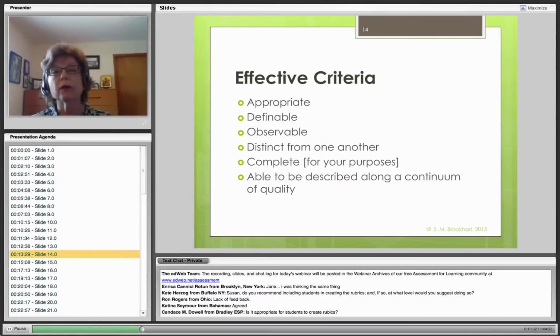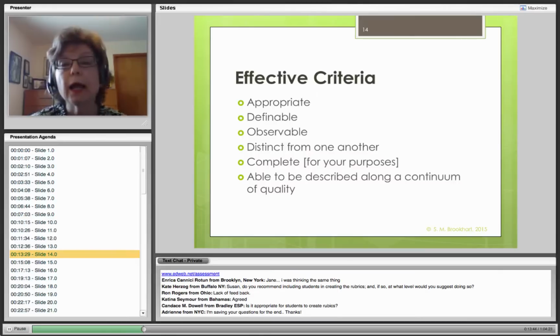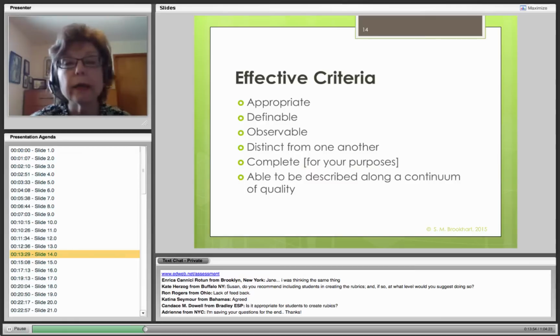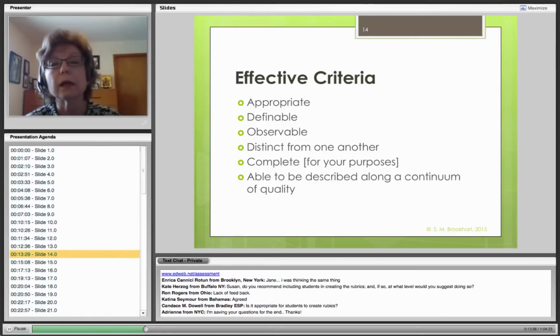So effective criteria are appropriate to the learning goal, definable. If a kid said, "What is this?" you should be able to not only say so, but show them examples. Observable, so a criterion should be something like "explains the water cycle," not "understands the water cycle," because understanding is something you have to drill a hole in a kid's head to get into and see. It's not observable in the work. What's observable is the explanation.